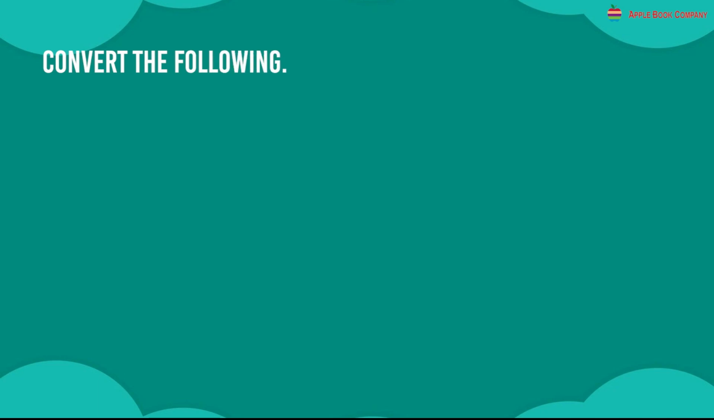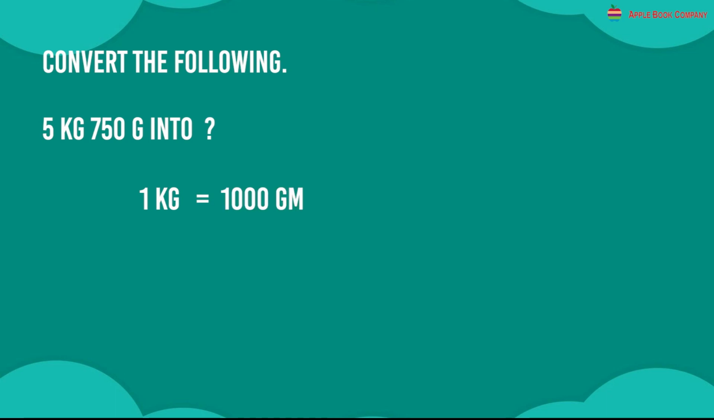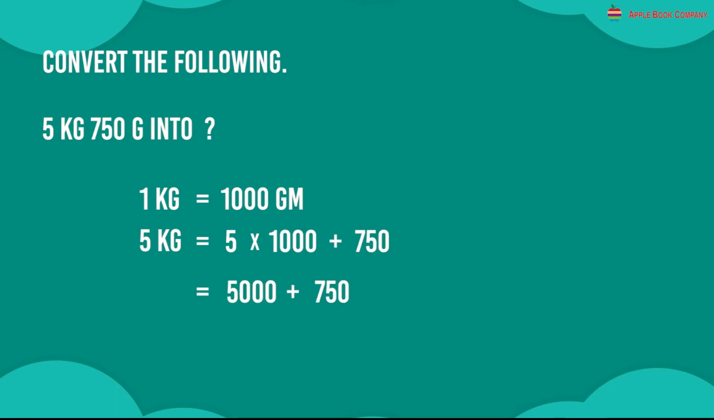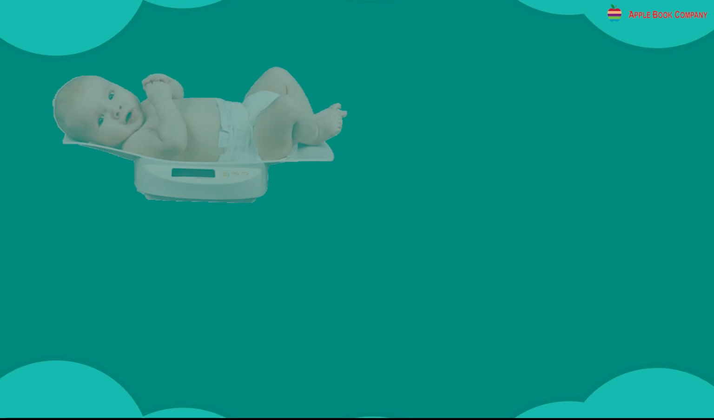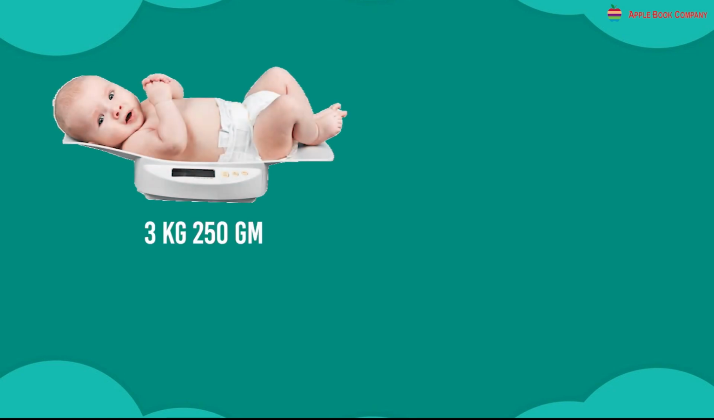Convert the following. 5 kgs 750 grams into how many grams? The answer would be 5 kgs plus 750 grams. We know that 1 kg is 1000 grams. So 5 kg can be represented as 5 multiplied by 1000 plus 750. That is 5000 plus 750. That is 5750 grams. Next one. Babita's baby sister weighed 3 kgs 250 grams at birth.